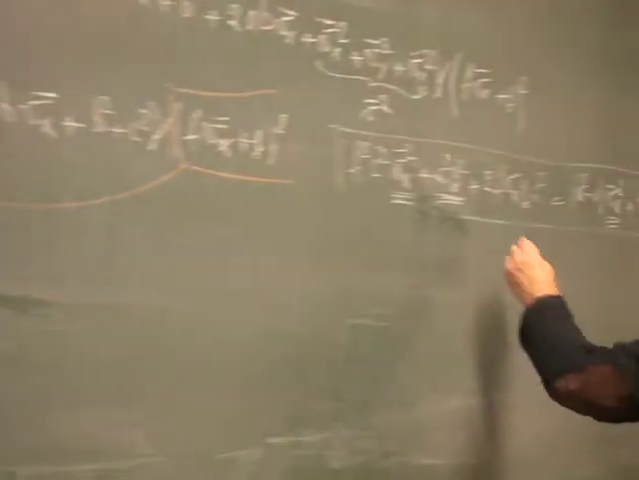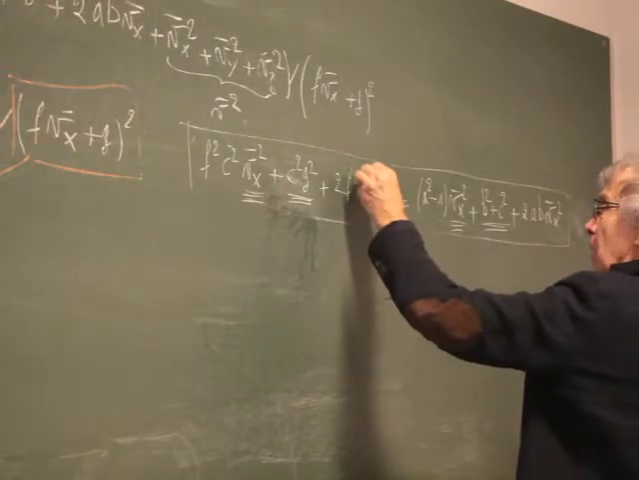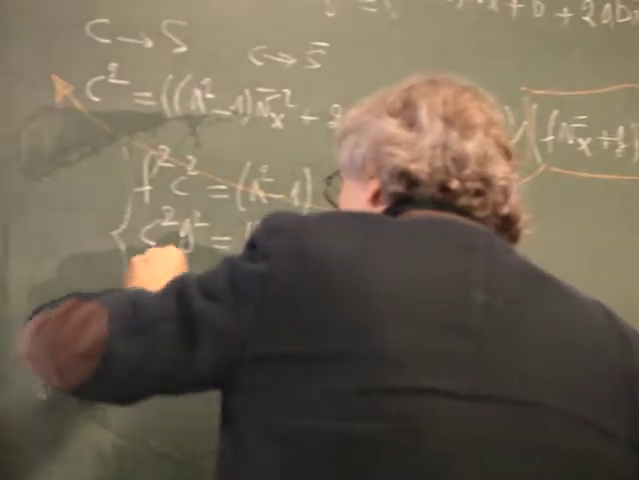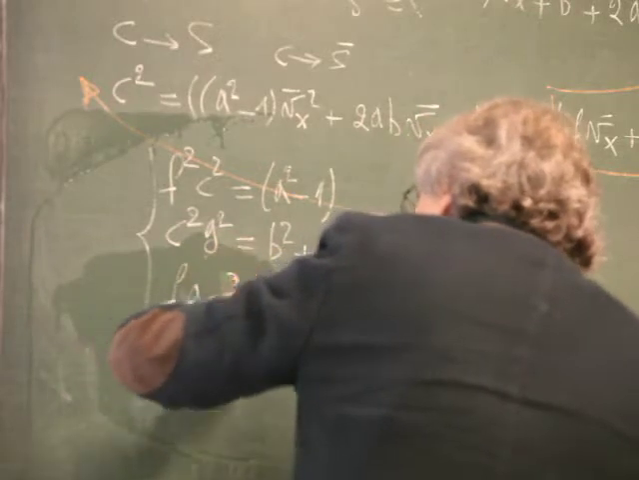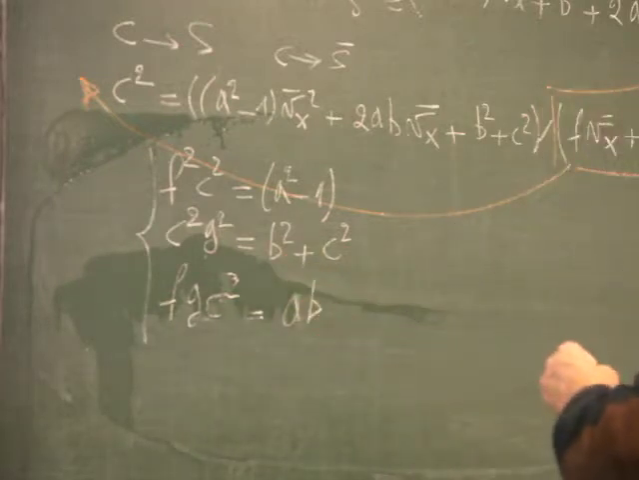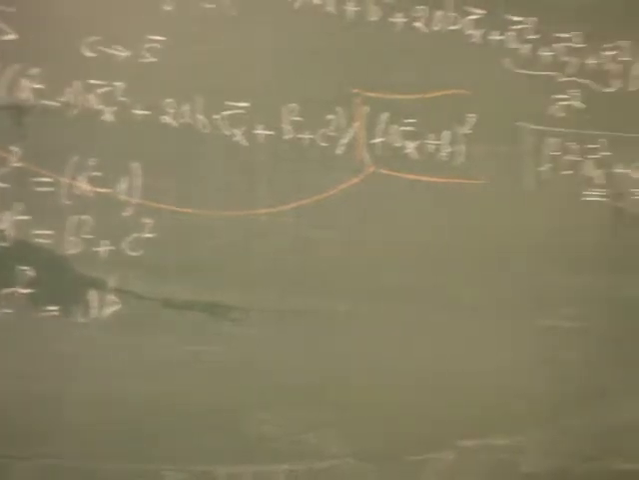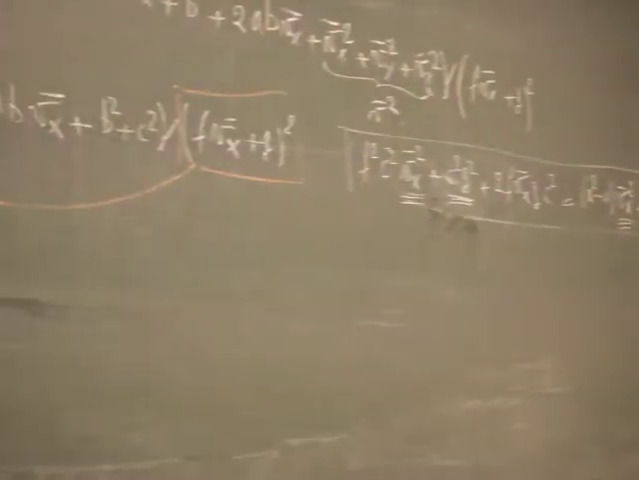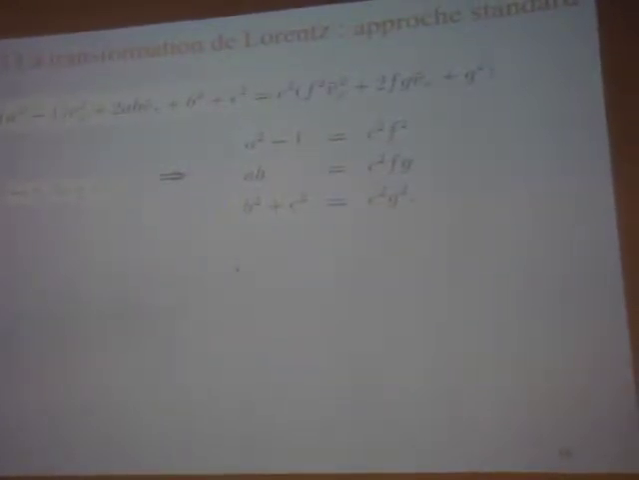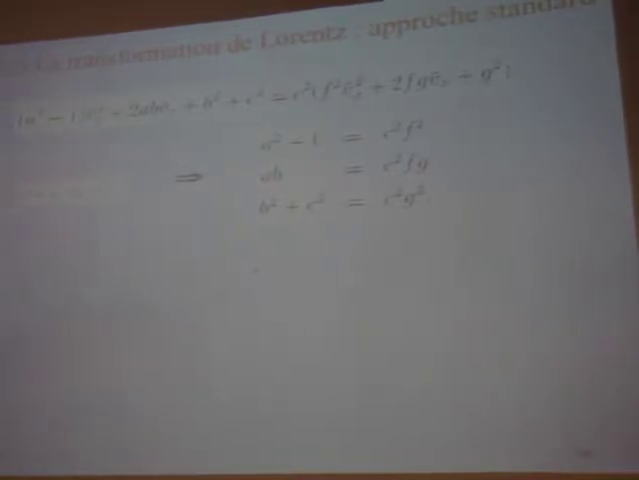And finally, the term in front of Vx bar should be equal to that one. So we should have f g c squared equal to a times b, right? Okay, so we'll just check that we didn't make a mistake, so that we don't propagate it. So the relations are: a squared minus 1 equals c squared f squared, a times b equals c squared times fg, and b squared plus c squared equals c squared g squared.